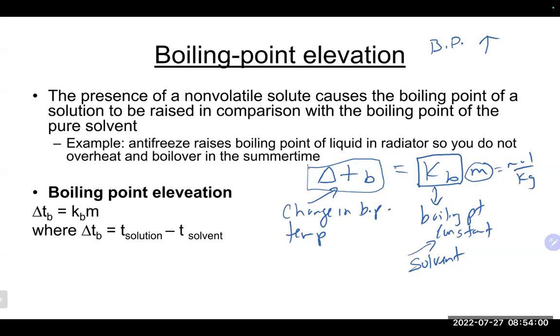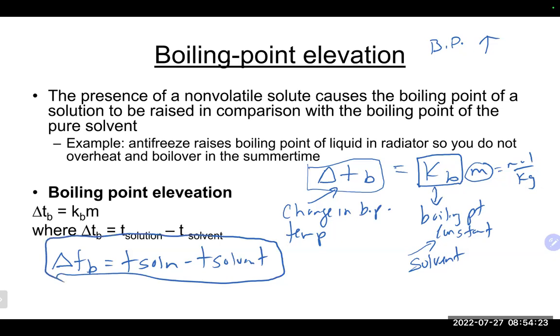Now, because this is boiling point elevation, this means that our solution that has the solute dissolved in it will actually boil at a higher temperature than our pure solvent. So we define the change in boiling point temperature as the temperature of the solution minus the temperature of the solvent. This, once again, is really important because it will allow you to subtract or add based on what you need to do and not mess that up.